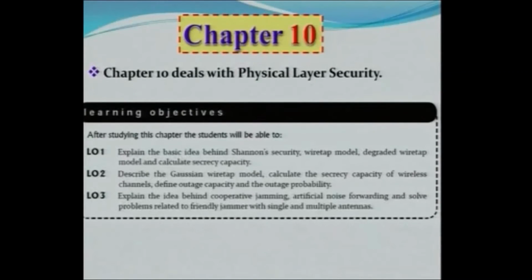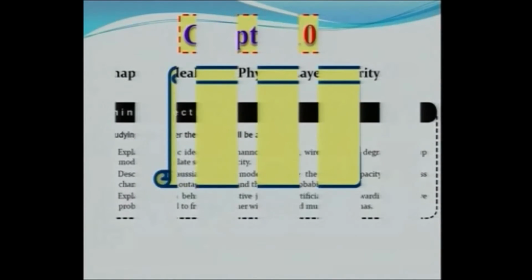We will also define outage capacity and the outage probability. Finally, we look at two very interesting techniques, cooperative jamming and artificial noise forwarding, to improve physical layer security. This summarizes the different chapters of this book.